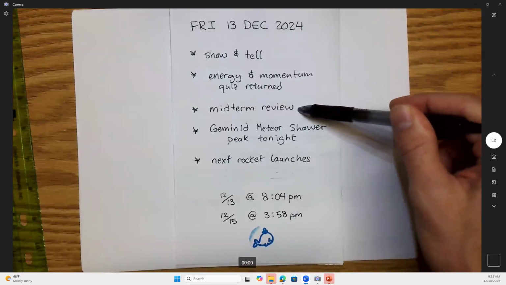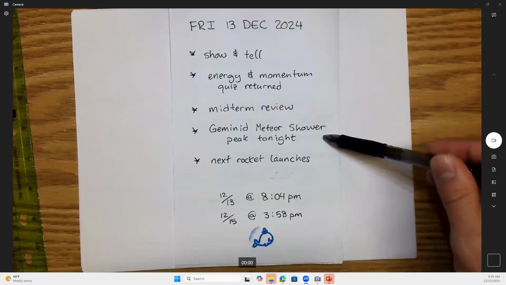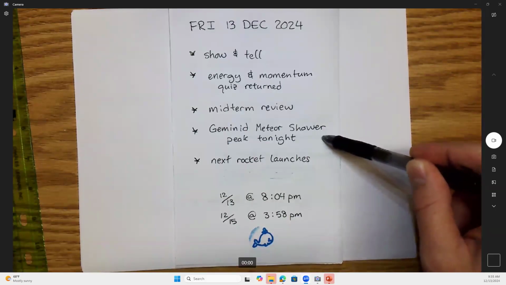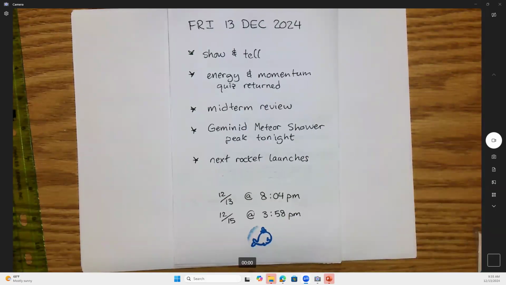Got my computer ready to go. Okay, Gemini meteor shower tonight. If you're watching the sky tonight, you might see some shooting stars. Here's some upcoming rocket launches.